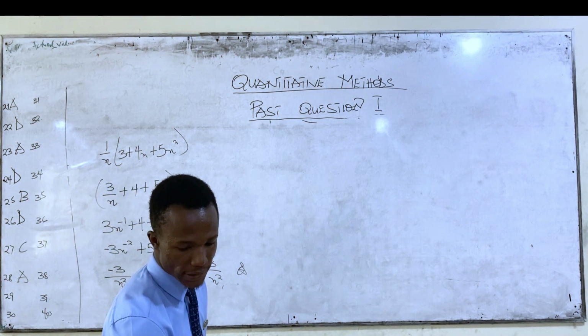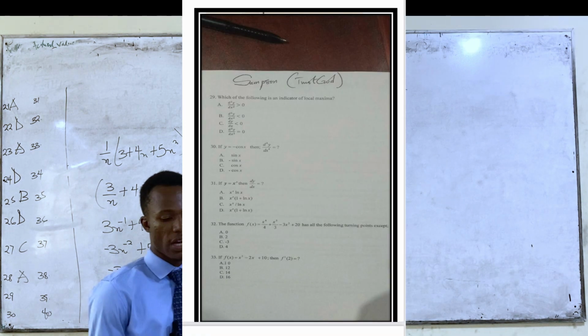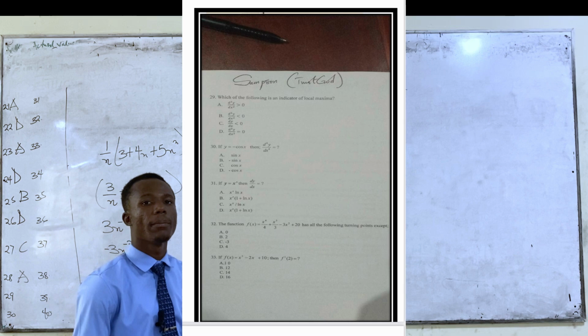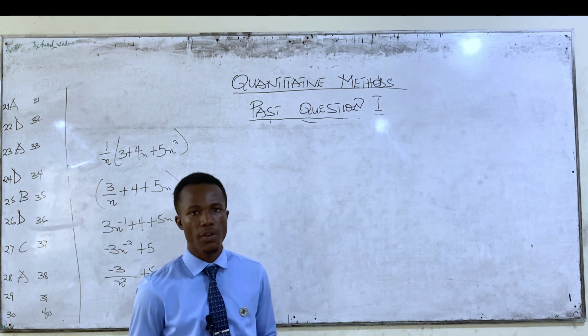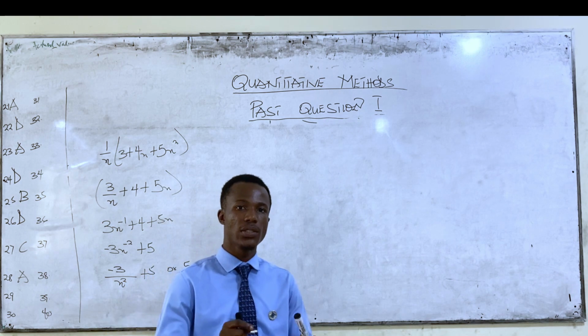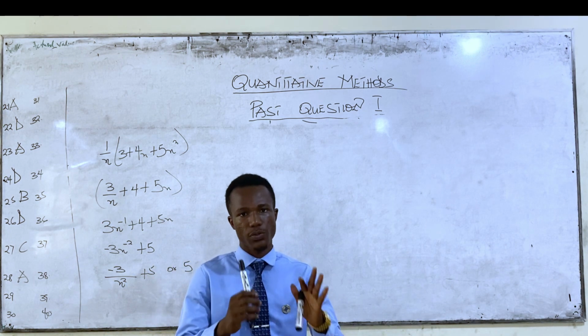Now question 29. Which of the following is an indicator of local maxima? You know that for a maximum point, dy/dx is less than 0. For a minimum point, that is when the second derivative, d squared y over dx squared, is less than 0. That is for maximum.